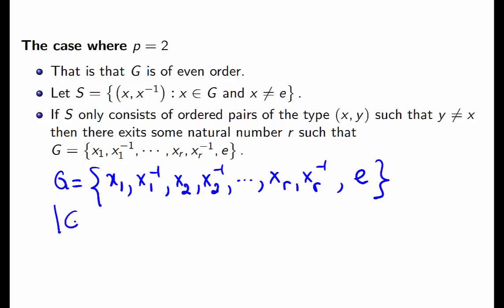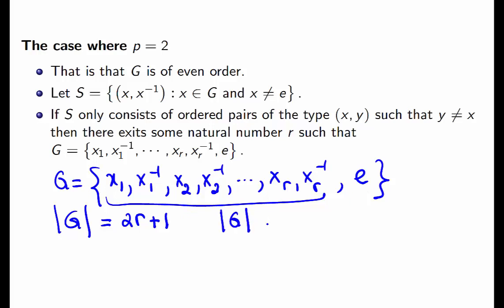But then if you rewrite this and you do the counting, this is telling us that the order of G is essentially 2r plus 1, because you have evenly many elements here, and then you have the identity. So this will imply that the order of G is odd, contradicting the fact that the order of G is even.